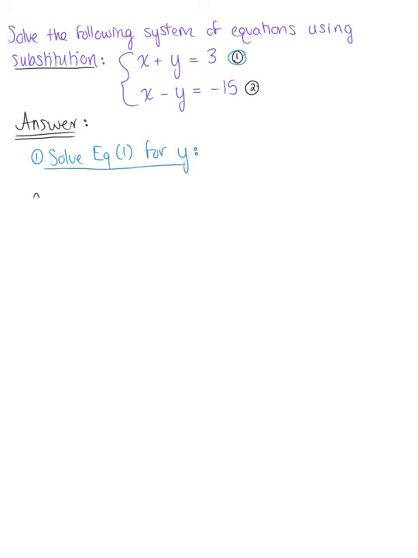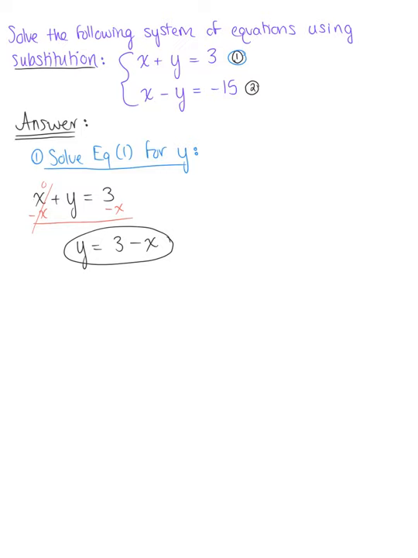Equation 1 is x plus y equals 3. To solve for y, I will subtract x from both sides of the equation. So x minus x goes to 0, and this gives us y is equal to 3 minus x. So we have rewritten equation 1.